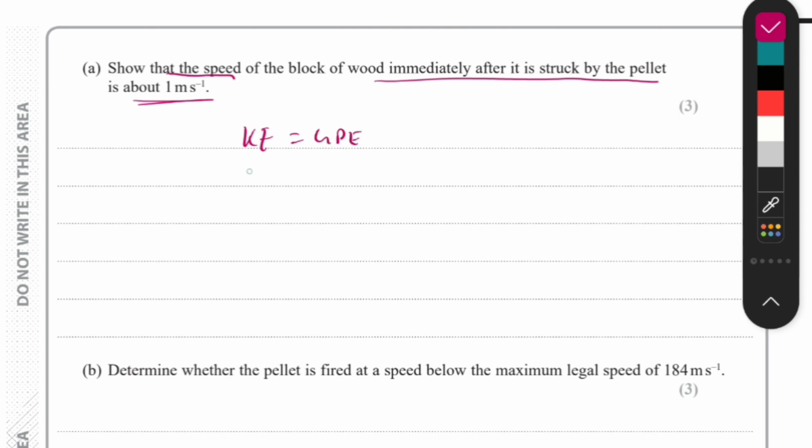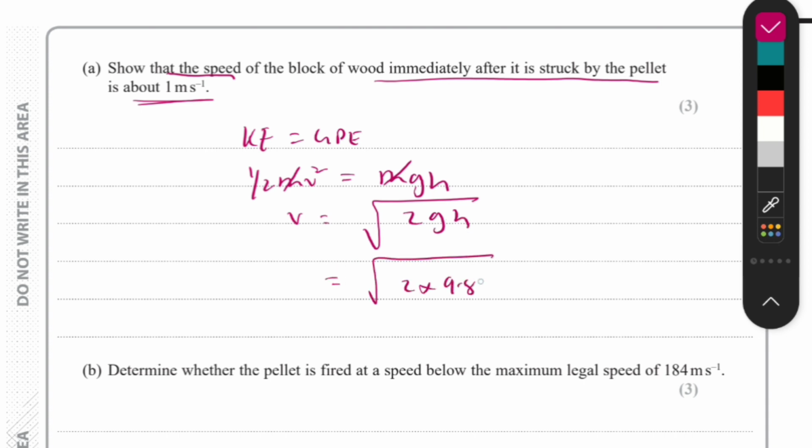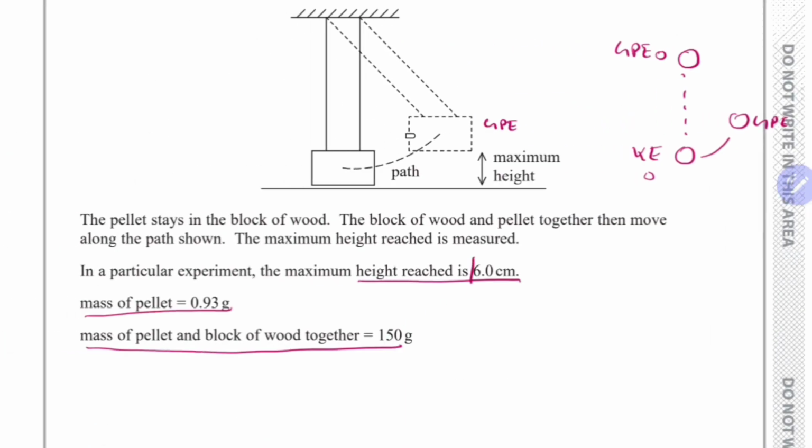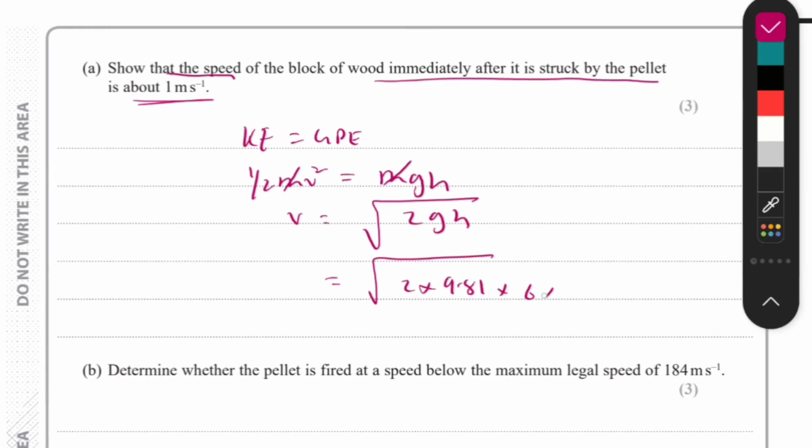EK equals GPE. Half mv squared equals mgh. We can cut the m's out, and we need to find v, so we're going to make v the subject: v equals root of 2gh. 2 into 9.81. We saw the height here. We're going to convert it into meters, and our answer is 1.0, which is rounded up to 1.1 meter per second.